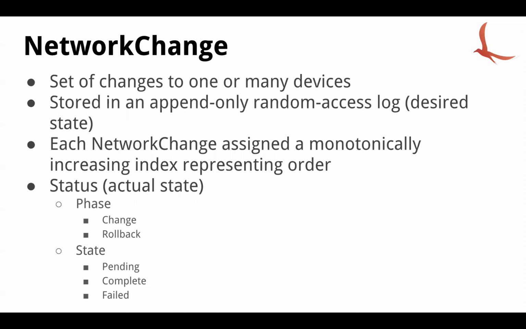In network changes, changes can be in one of two phases, change and rollback. If you request a change, it first gets created in the change phase, and I'll talk about how that's processed. And then if you want to roll back a change, it gets changed into the rollback phase. Within each phase, there are some states that the reconcilers use to determine how to process the change: pending, complete, and failed.